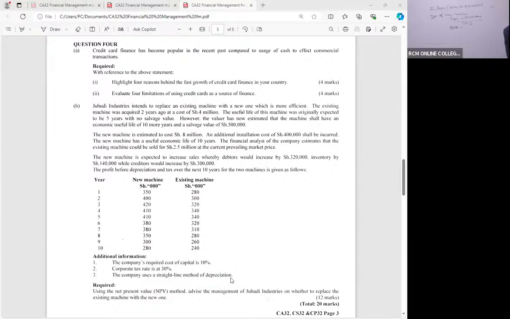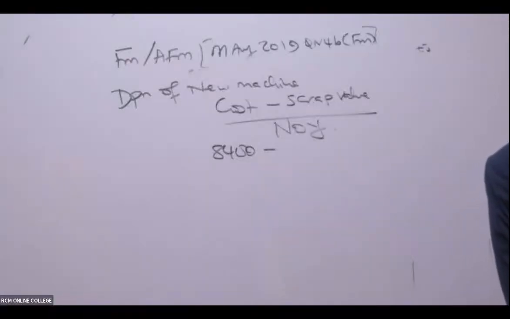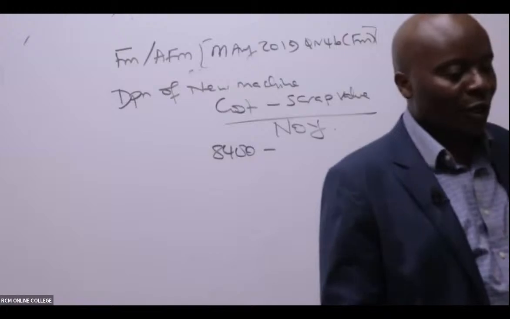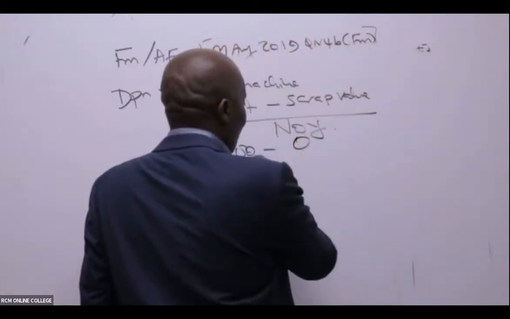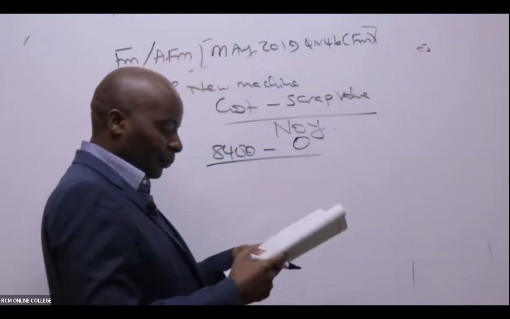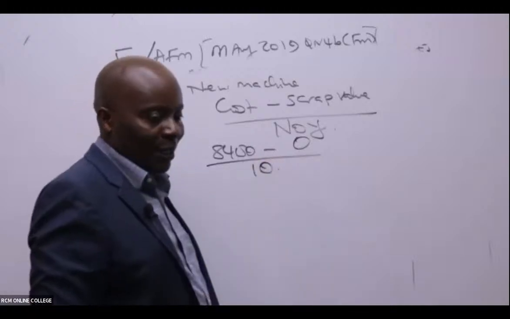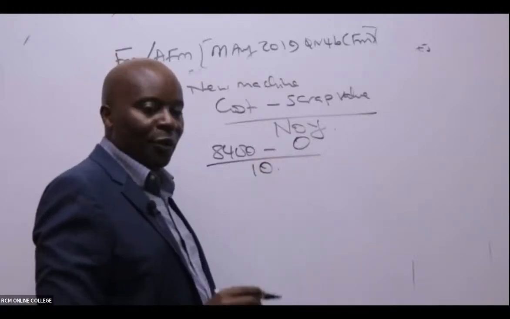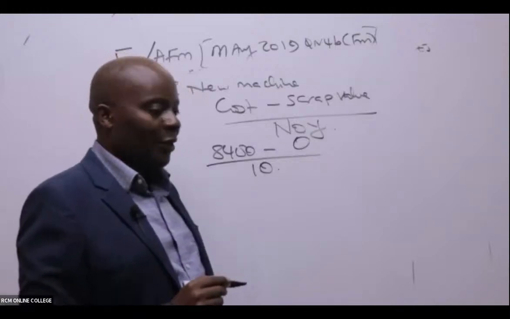So the residual value, or scrap value, of the new machine will be 0. Divided by how many years does it have? Number of years is 10 years. So then are you able to give me this figure here?